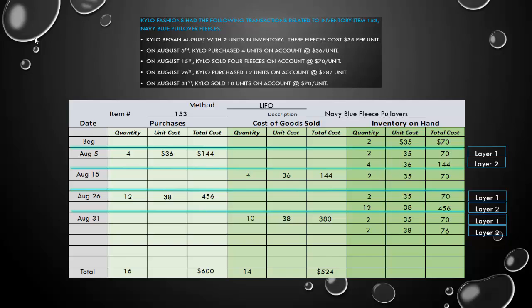What do they have on hand at the end of the period? Well, they have the 2 $35 pullovers and the 2 $38 pullovers, which means in total, at the end of the period, they have 4 navy blue fleece pullovers in inventory. And the total cost, the total valuation that we have for these remaining inventory on hand is 70 plus 76, or 146. So now we have all the information that we need during the period, which means we can record some journal entries.